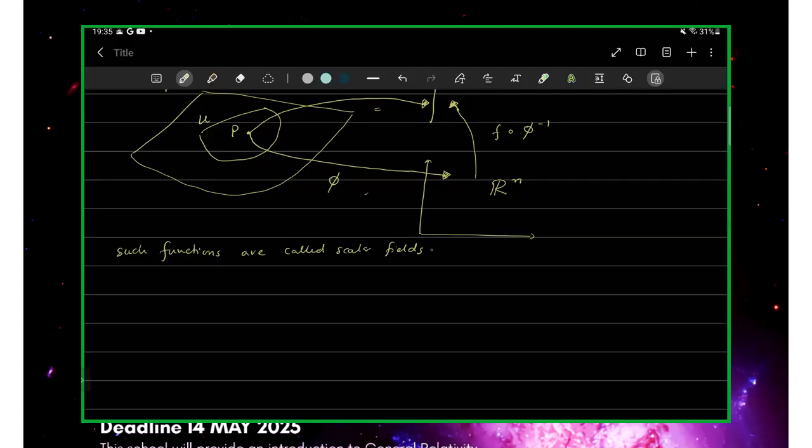And of course, a function as such is called smooth if f composite phi inverse is a smooth function, or basically a smooth function for any chart phi. Okay. Now, again, like I said, what I mean by smooth is essentially it is differentiable everywhere. Okay.